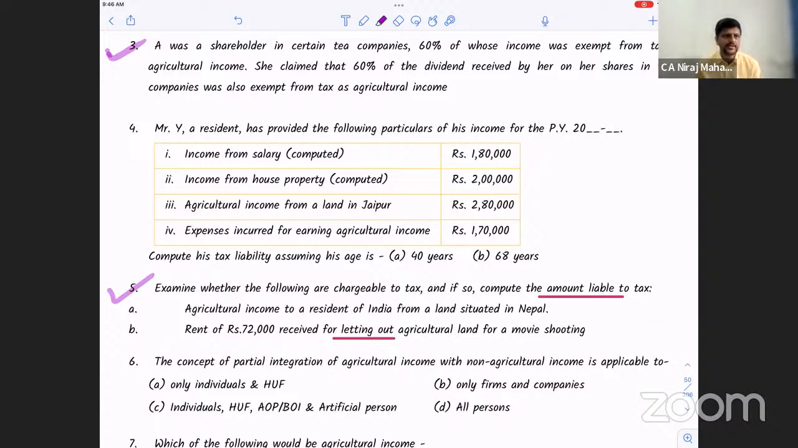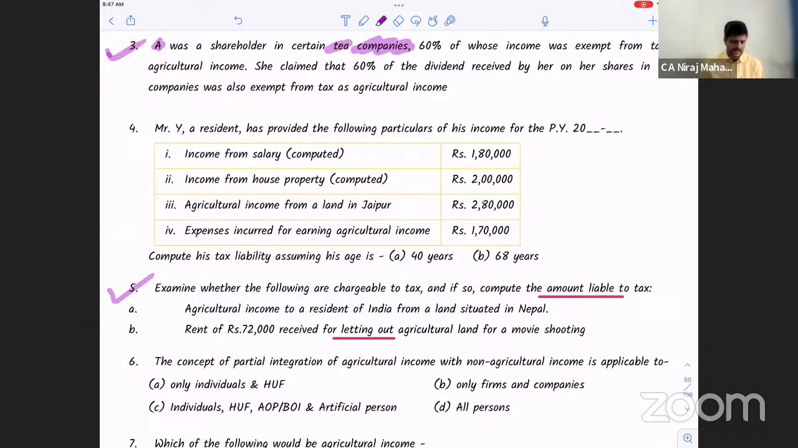A was a shareholder in certain tea companies, 60% of whose income was exempt from tax. Whose income are we talking about, A's or the company's? The company's. The company is in the business of manufacturing and selling of tea. So the company's income is 60% exempt because it is agricultural, and 40% is business. Clear? In that company, A was a shareholder.